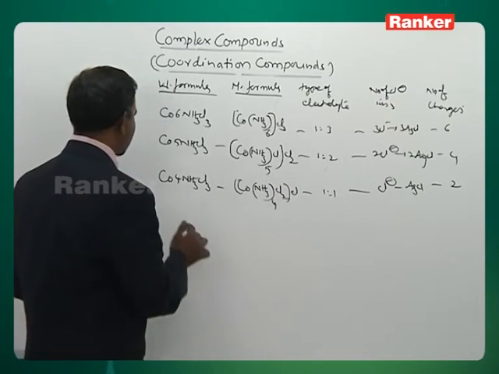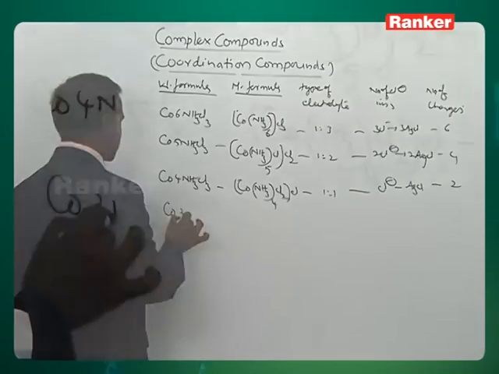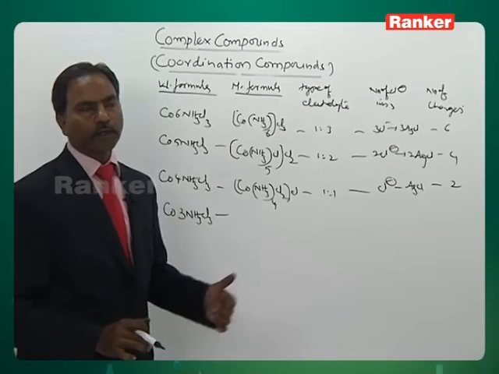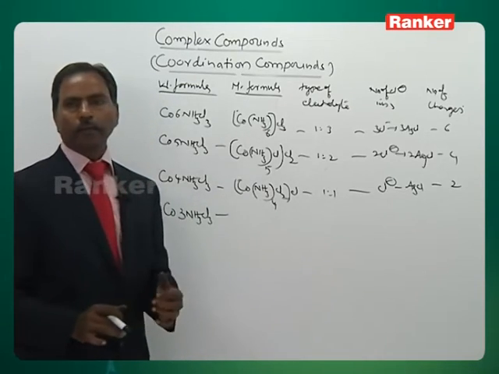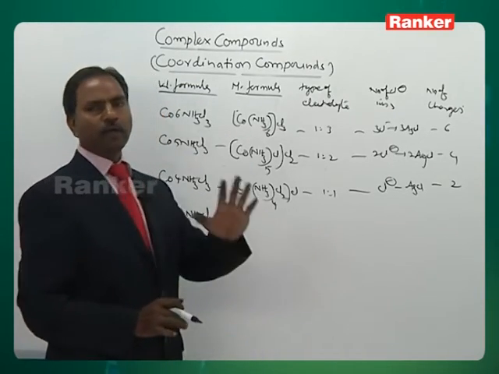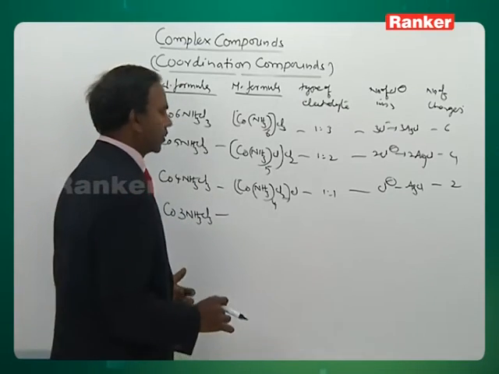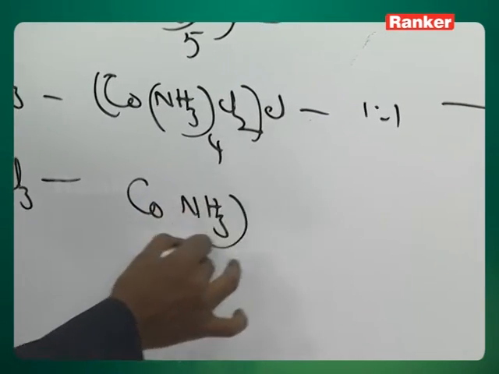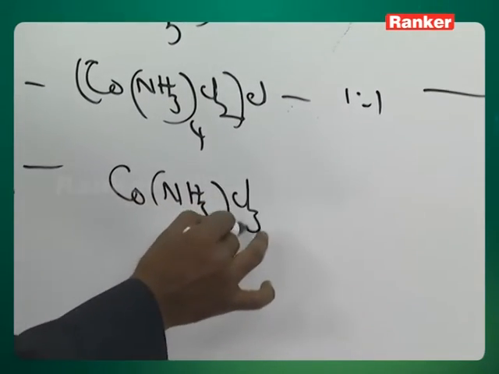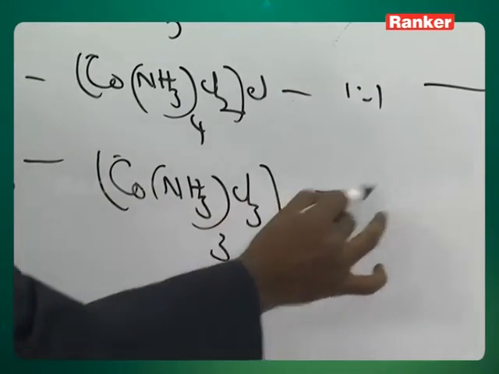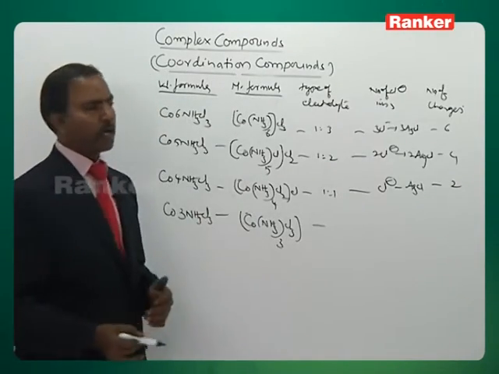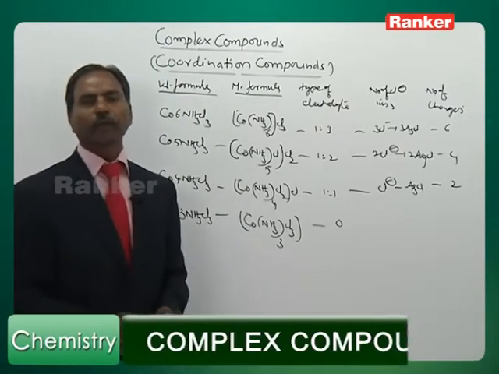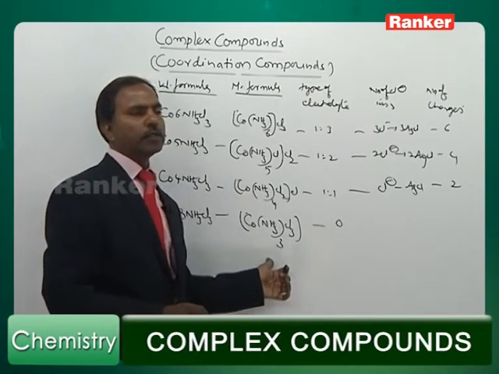Let me write the last complex, Co(NH3)3Cl3. Now again cobalt oxidation number is 3, primary valence is 3, secondary valence is 6. 3 amines are there, you have to write all the ligands within the bracket, Co, NH3 taken thrice, Cl3, and then it is a complex. Type of electrolyte: it is a zero electrolyte we call. Why? Not producing any type of charges, any type of ions, therefore it is a zero electrolyte.